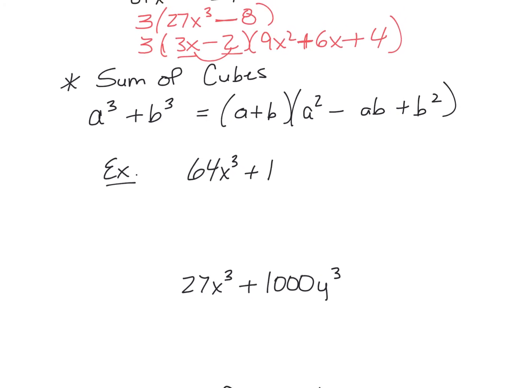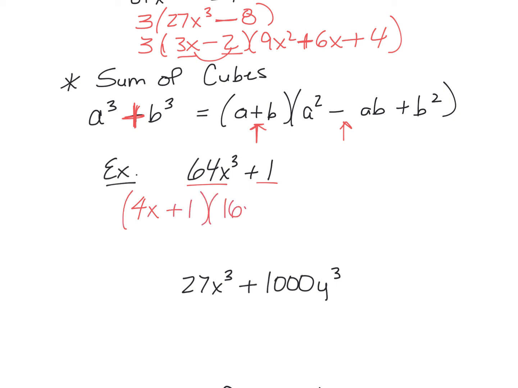Sum of cubes. So the only thing that's different here is I have a sum, and therefore I will begin with a positive, and the second sign will be opposite of that. All right, so this next one, I have 2 terms. This is a perfect cube, and this, what cubed is 64? That's 4, so it'd be 4x plus 1.